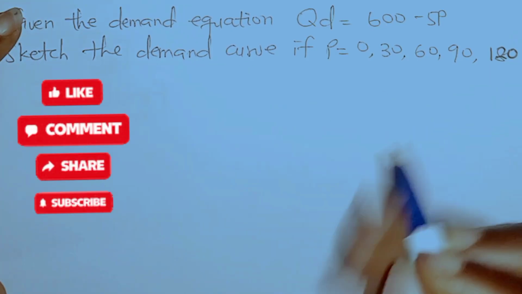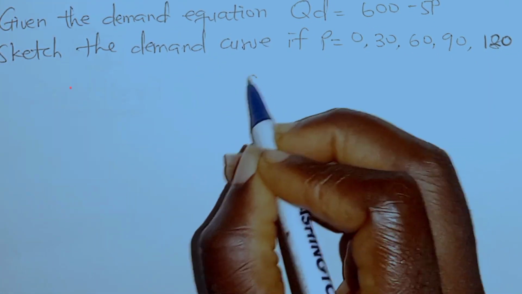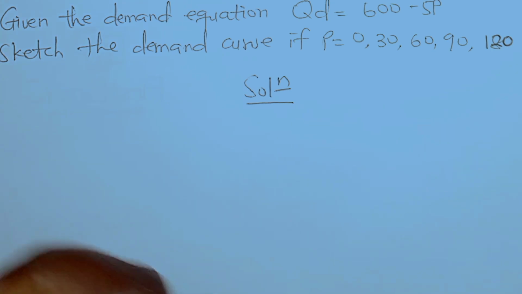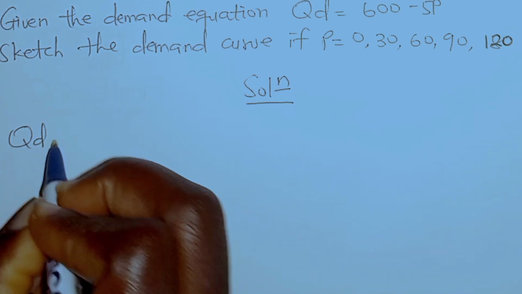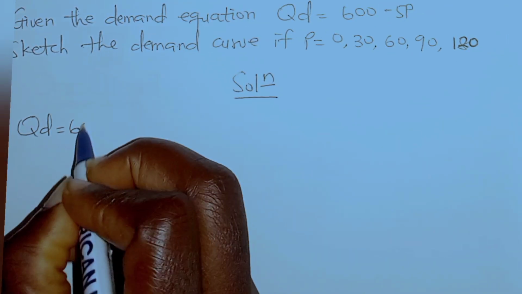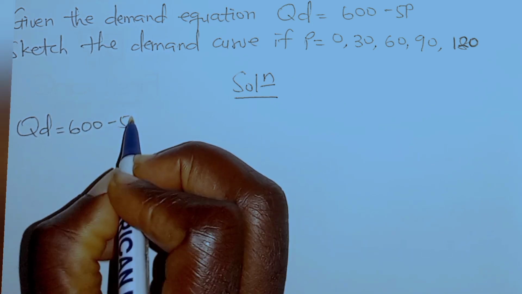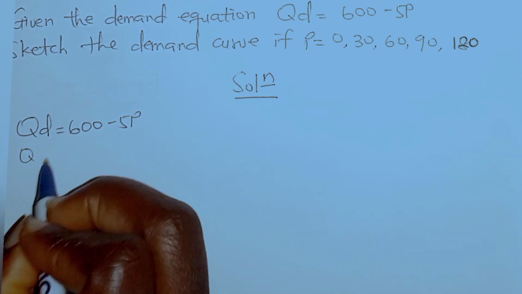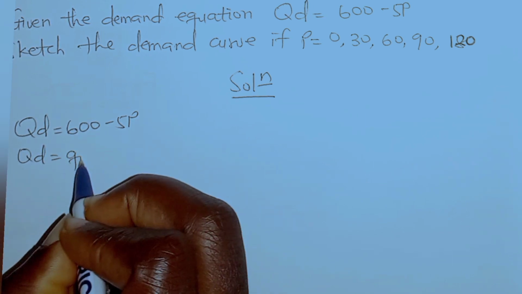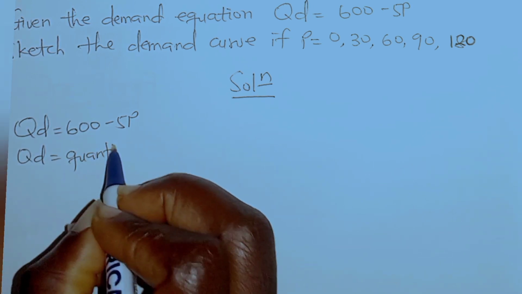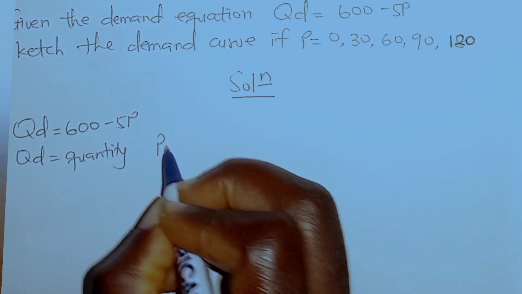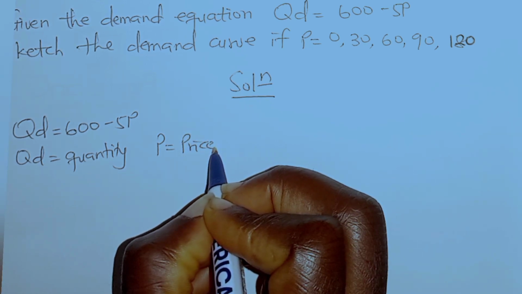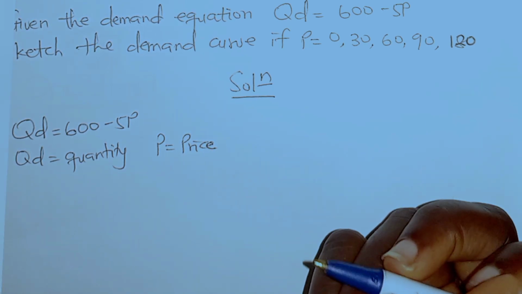Given the demand equation QD equals 600 minus 5P, we are to sketch the demand curve if price is 0, 30, 60, 90, and 120. So obviously our demand equation equals 600 minus 5P. QD represents quantity and P is price. How do you go about this?